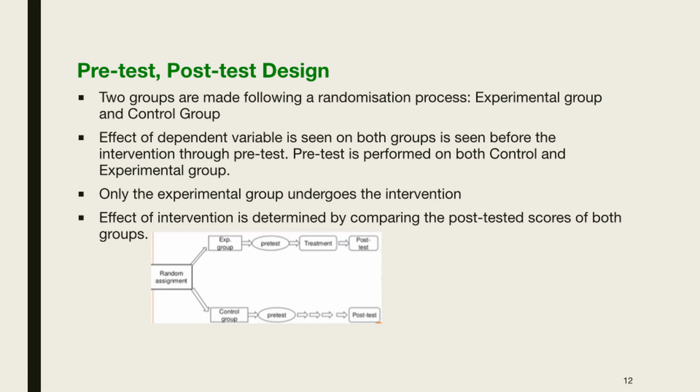In the pre-test post-test design, as the word suggests, again, there will be two groups, experimental group and control group. We would do a pre-test before doing the intervention. The pre-test would be administered to both control group as well as the experimental group. Only the experimental group undergoes the intervention, and effect of intervention is determined by comparing the post-test scores of both the groups.